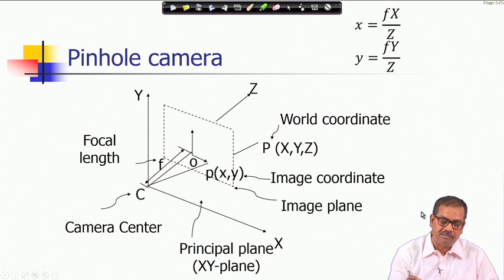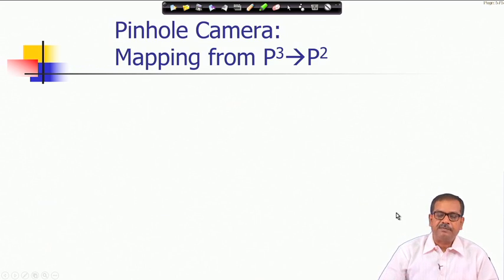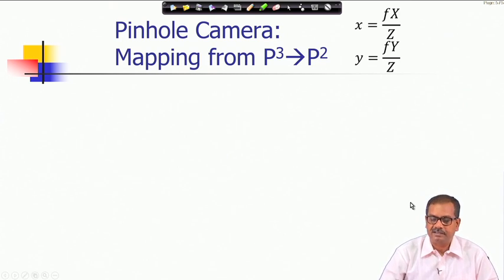We call the xy plane of the original 3-dimensional coordinate system the principal plane, and the z axis of that coordinate system the principal axis. Mathematically, we have already written this in the form of an equation: x equals f x by z and y equals f y by z.